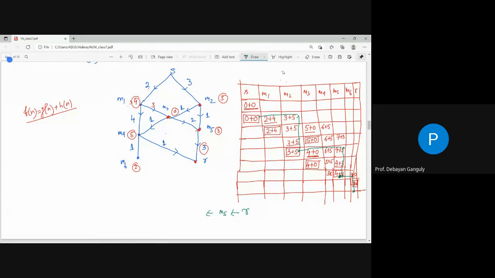Then from M5, I'm selecting this node. This node is M2. And from N2, I am selecting this one, that is S. So this is the corresponding path.